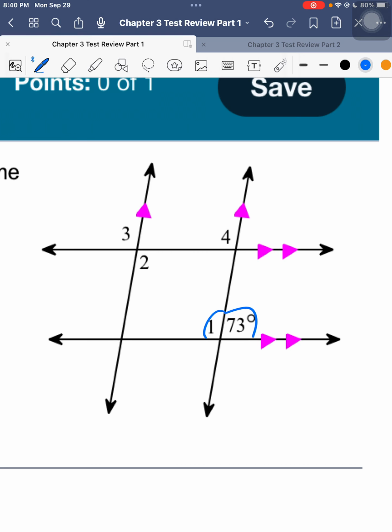Well, I know that 73 and angle 1 form a linear pair, correct? So what's 180 minus 73? That is, I think, 107, right? Yeah, 107. Now, I know that angle 1 is 107 because of 73 degrees and angle 1 form a linear pair.